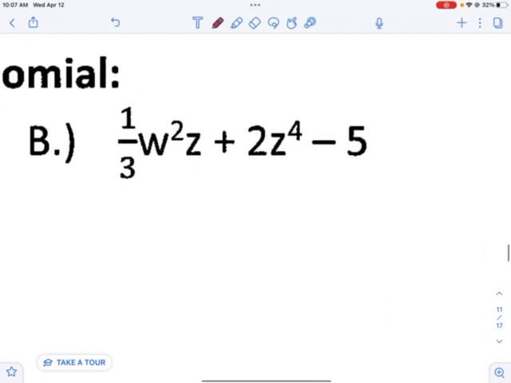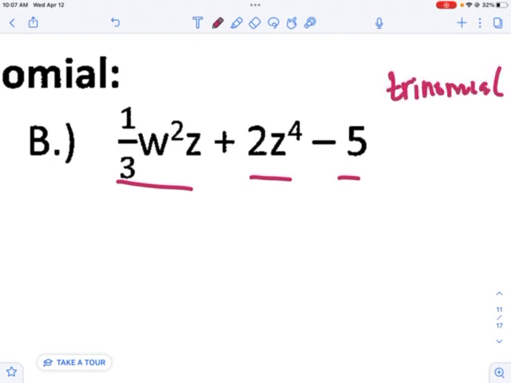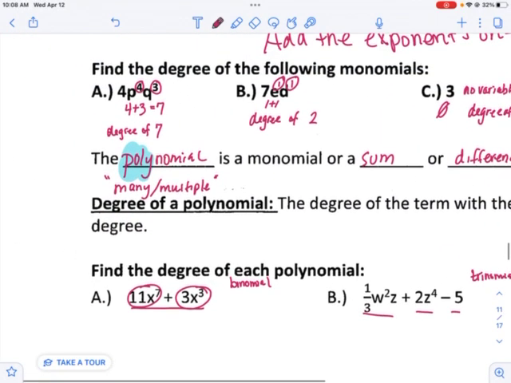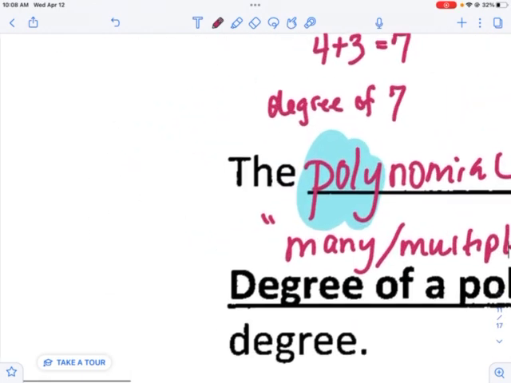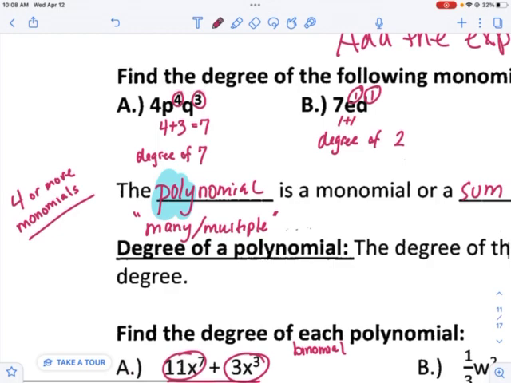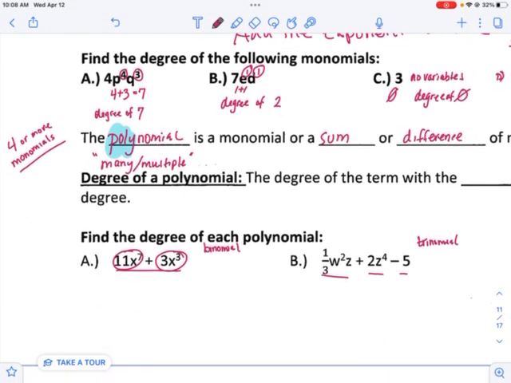All right, this one, we have 1, 2, 3 terms. So if I can name it any more specific, which I can, I can call it a trinomial. All right? A polynomial is really used for when we have 4 or more monomials. All right? If we have 1, we call it a monomial, then 2, binomial, 3, trinomial, 4 or more, polynomial.